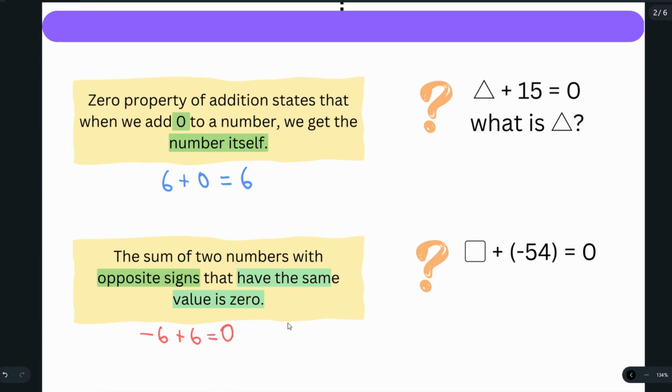Here are some examples. It's asking what number the triangle is. And we have positive 15. The answer is 0, so the triangle must be negative 15. Here we have a similar question. The answer is supposed to be 0 again, so we have a negative 54. Therefore, the square must be positive 54.